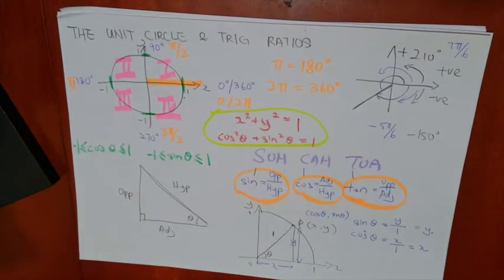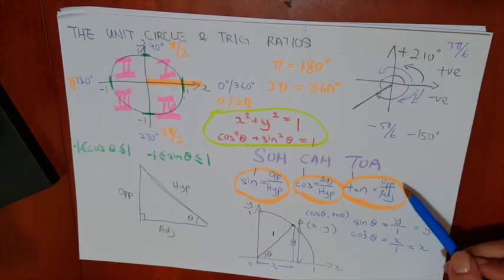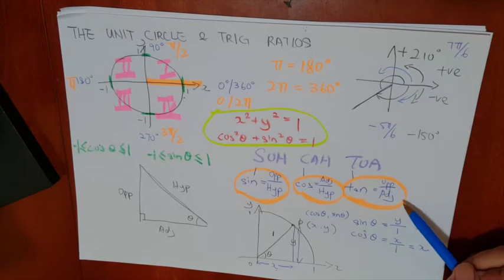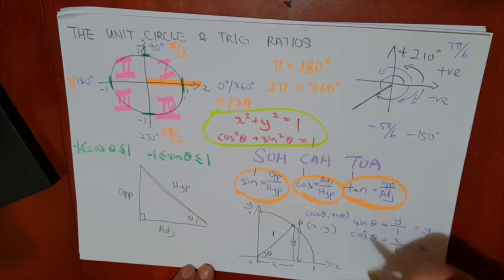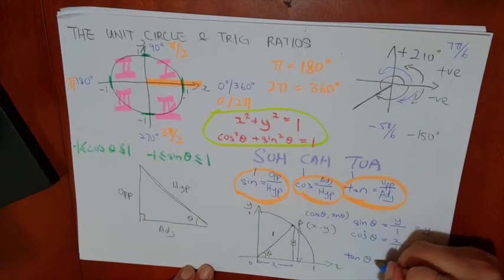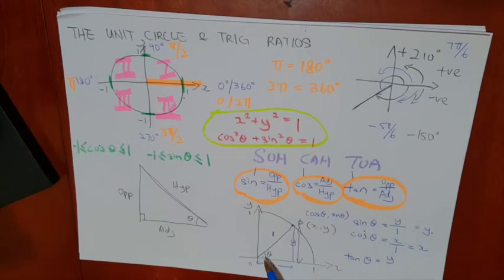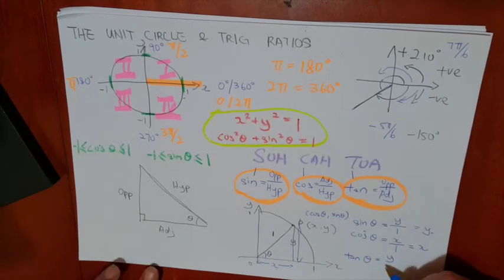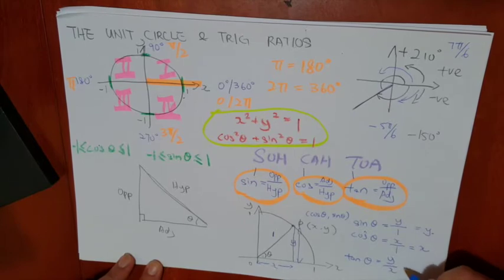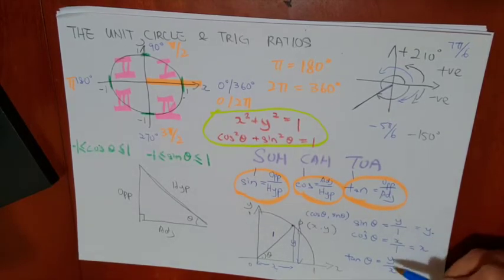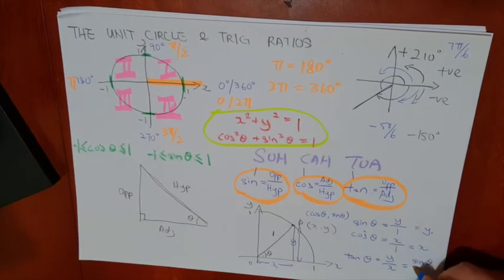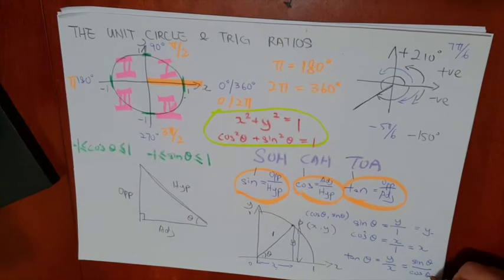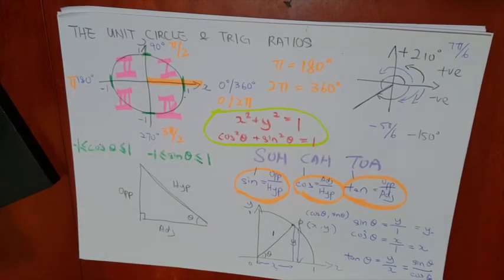So from this, what do we understand about the tangent? Because we know that tangent is opposite over adjacent, and opposite in this case for my angle is my y, I can say that tangent theta is y over x. Or also, because y is actually my sine and x is my cos, I can say that tangent theta is sine theta over cos theta.